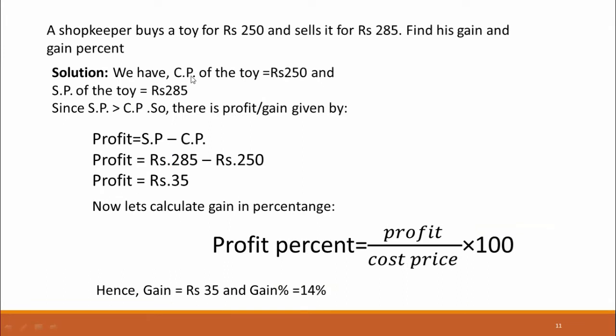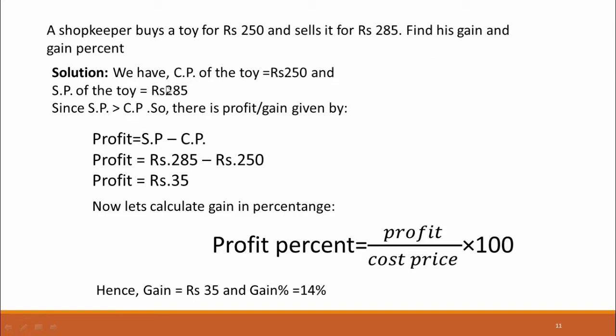Now, for example, a shopkeeper buys a toy for Rs 250 and sells it for Rs 285. Find his gain and gain percent. Since the shopkeeper buys the toy for 250 rupees and sells it for 285 rupees, the selling price is greater than the cost price, so it is clear that the shopkeeper gains the profit. So we need to find the profit and the percent profit.